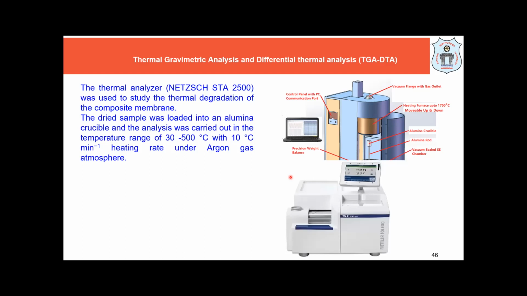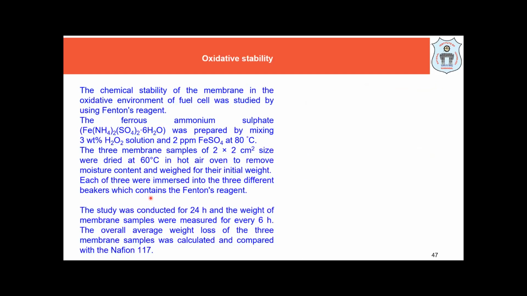Okay, so this is a typical photograph of a TG analyzer. You just take only 1 milligram, or 1 gram maximum, of sample, which is sufficient to get an accurate analysis of your composition also. Okay.